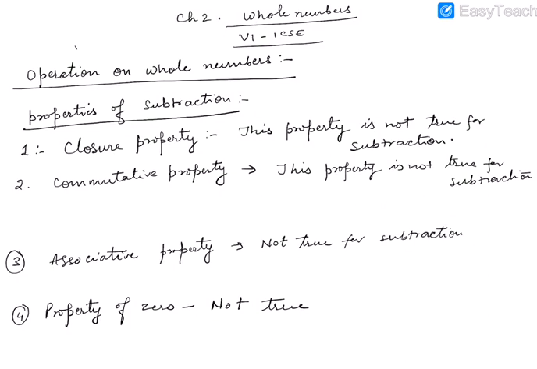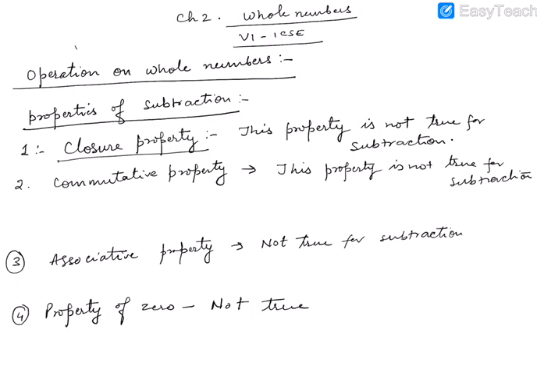In subtraction, this is the second operator. The first operator was addition, the second is subtraction, the third is multiplication, and the fourth is division. One by one I'll cover them. In the previous video I covered addition, and in this video I'll cover subtraction. The closure property says that when we add two whole numbers, the result is also a whole number.